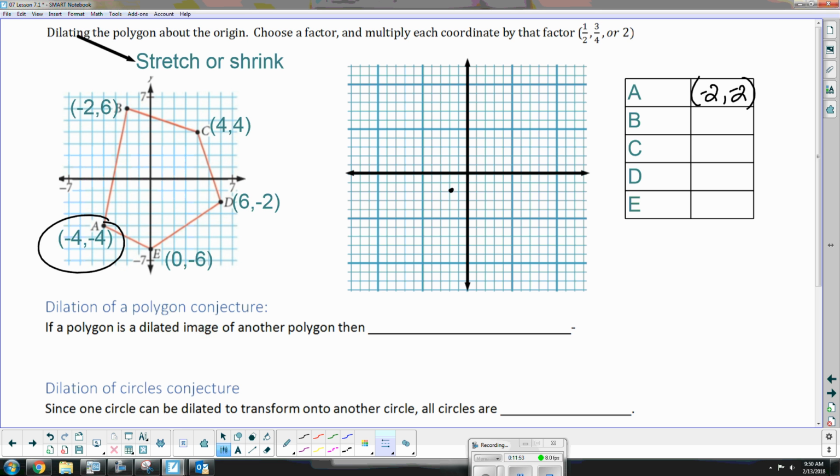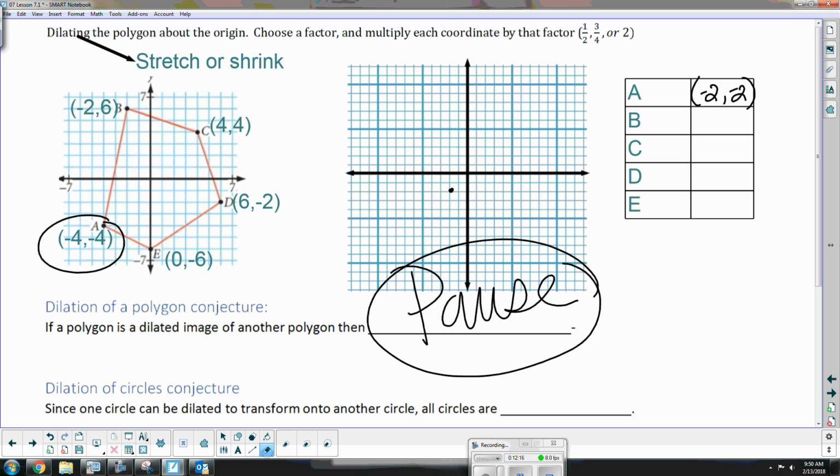And then I'm going to plot that point. I'm going to do that with all of my points, and I want you to do the same. So again, you can use a factor of 3/4 or a factor of 2 or 3 or whatever you'd like, but just do something different than 1/2. And you can pause while you work and unpause for the solution.